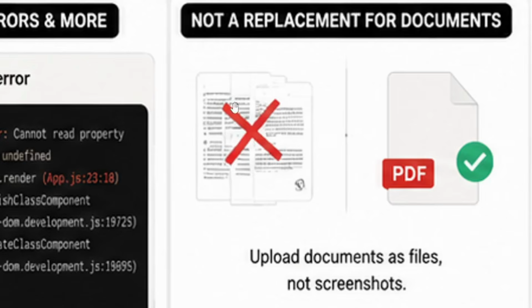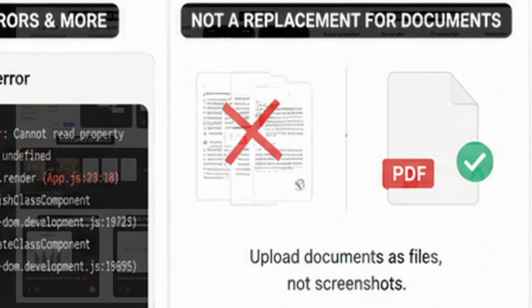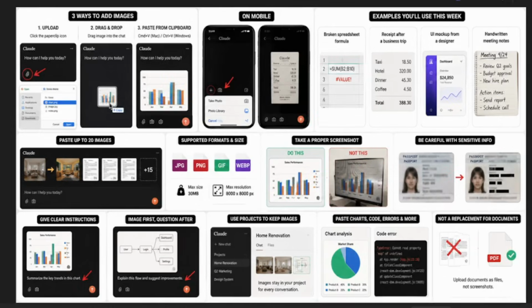If you have a 50-page PDF, upload the PDF itself. Don't screenshot each page one at a time. That's slower and it strips out anything that isn't plain text. Images are for the visual stuff. Screenshots, photos, diagrams, mock-ups, handwriting, anything a document format wasn't designed to hold.